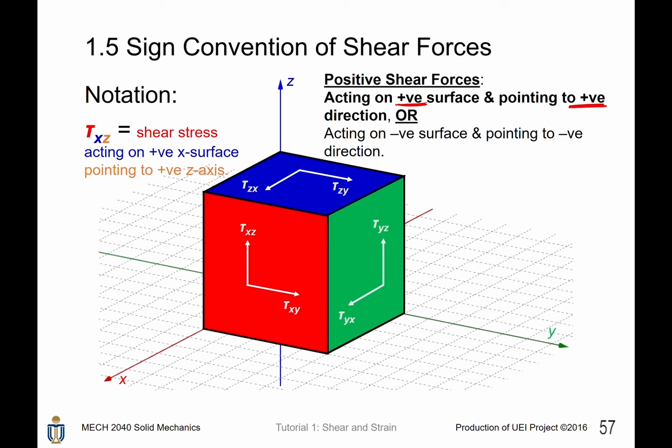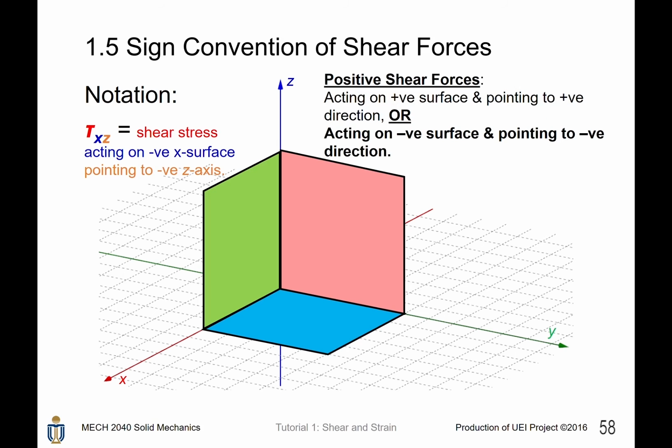For example, tau yz means it is acting on the positive y surface pointing in the positive z direction. And tau yx means it is acting on the y surface pointing in the positive x direction. Tau xz means it is acting on the positive x surface and pointing in the positive z direction. And tau xy means it is acting on the x surface pointing in the positive y direction. Tau zx means it is acting on the positive z surface pointing in the positive x direction, while tau zy means it is acting on the positive z surface and pointing in the positive y direction.